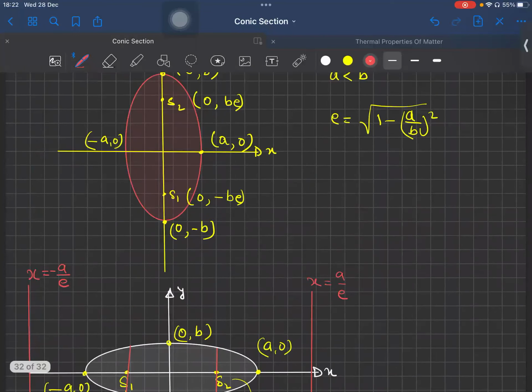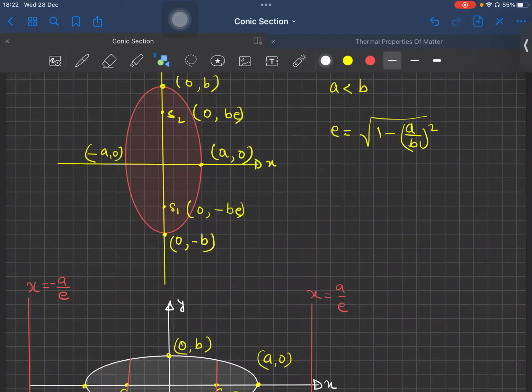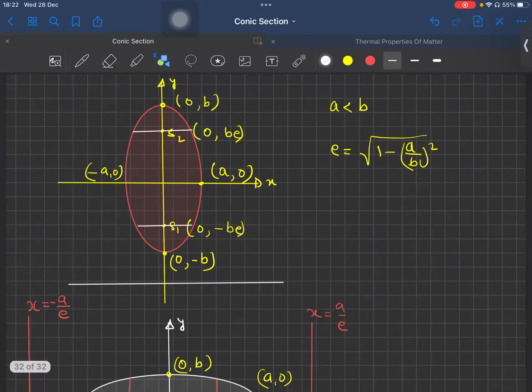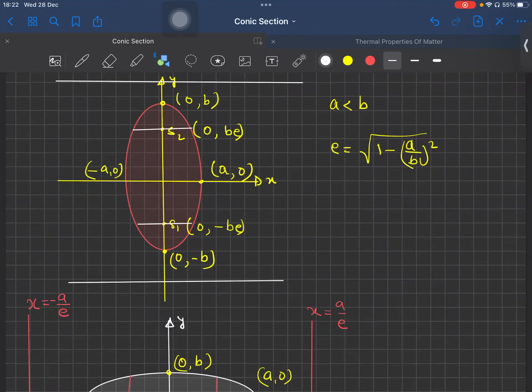See, in this case, these are the latus rectum. This and this is the latus rectum, and this will be your directrix. So the equation of directrix, if you write, what is this? Y is equal to b upon e. Y is equal to minus b upon e. The equation of latus rectum will be y is equal to minus be. Y is equal to be. Okay. Understood?